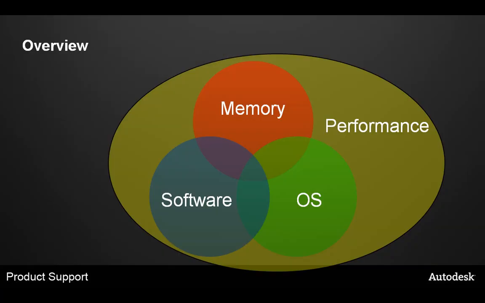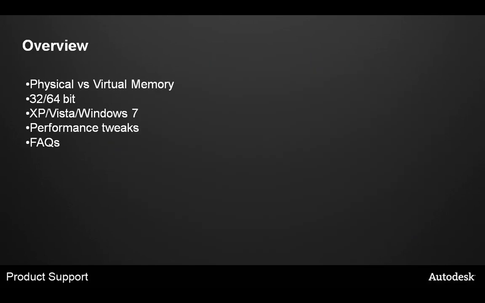So as an overview, we're going to look at performance and how it's affected by three main components. One of them being your memory, another one being the operating system, and the other being characteristics of the software. We're going to cover topics such as physical versus virtual memory. We'll talk about 32 and 64-bit and how that applies not only to applications but also to operating systems.